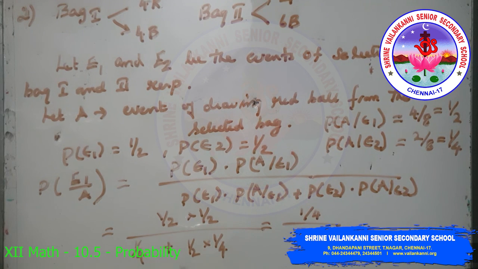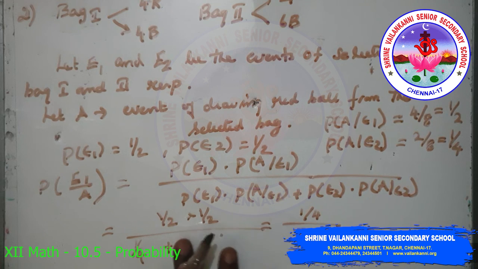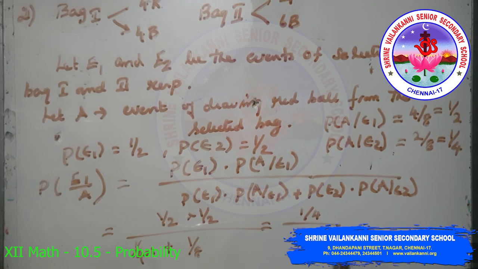Here it is 1 by 4 plus 1 by 8. So taking LCM into 2. So 2 plus 1, 3 by 8. So 1 by 4 by 3 by 8. So cancelling this we get, here it is 2. So 3 by 2. So 2 by 3. So required probability, that is, the probability of selecting a red ball from the first bag, is 2 by 3.